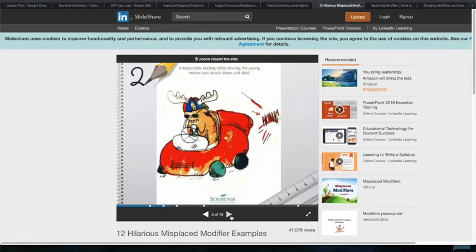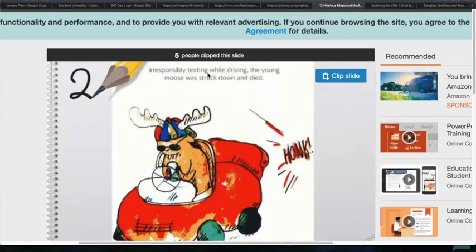Here we have: irresponsibly texting while driving, the young moose was struck down and died. So it seems that the young moose was irresponsibly texting while driving because the modifier here is next to the young moose.